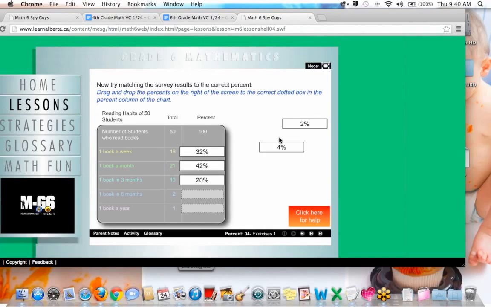The rest, we probably don't even really need to write down. 2 out of 50 is the same thing as saying 4 out of 100. And then the equivalent fraction, 1 out of 50, is the same thing as saying 2 out of 100.